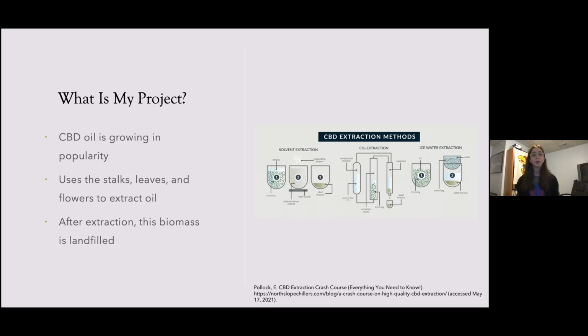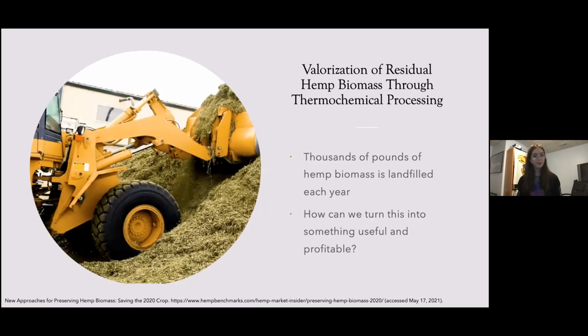After this extraction, the stalks, leaves, and flowers are still left, but right now they are landfilled and currently viewed as waste products. So thousands of pounds of this hemp biomass is landfilled every year, as evidenced by this picture. And we would love to be able to turn this hemp biomass into something useful and profitable for our farmers.